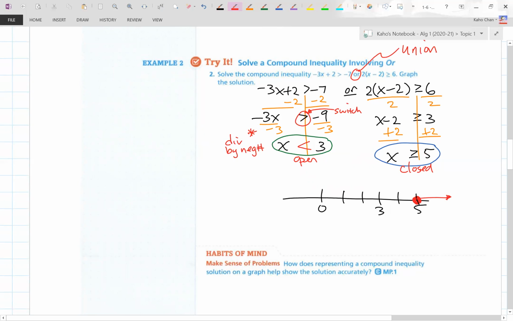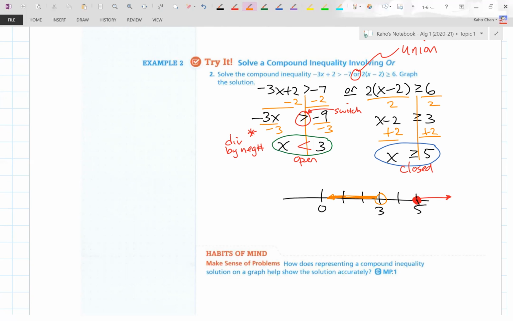You just graph it. You don't have to look for any overlap. You just graph the rays. For 3, open circle to the left. And that's it. That is your graph.